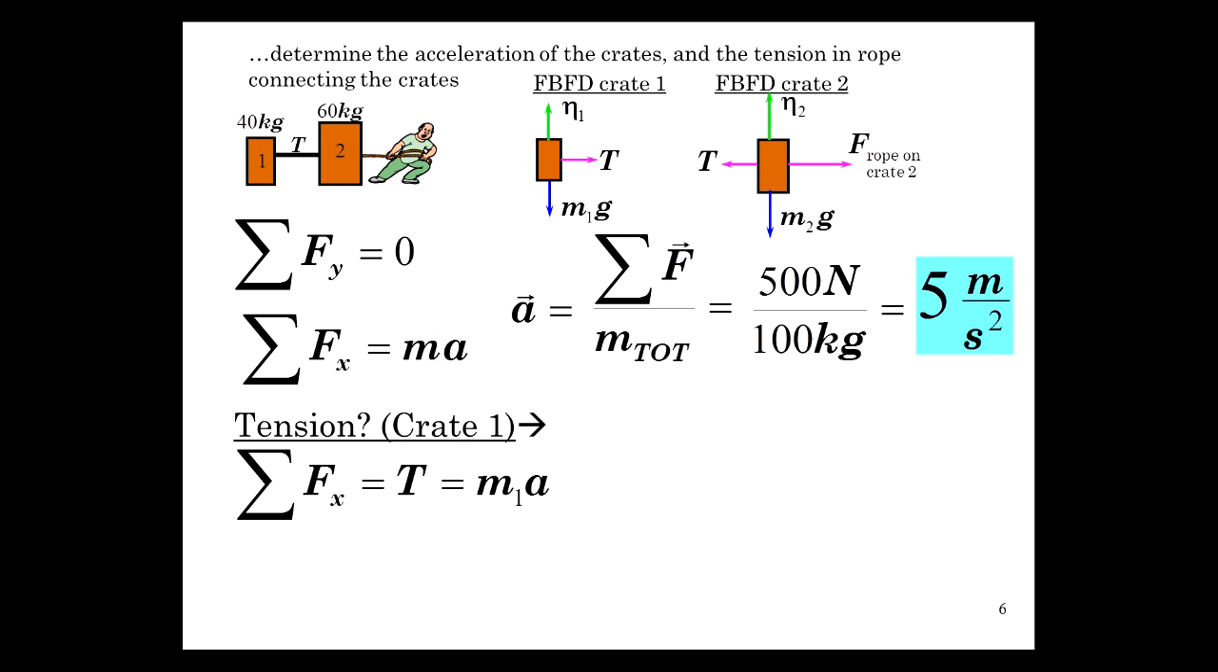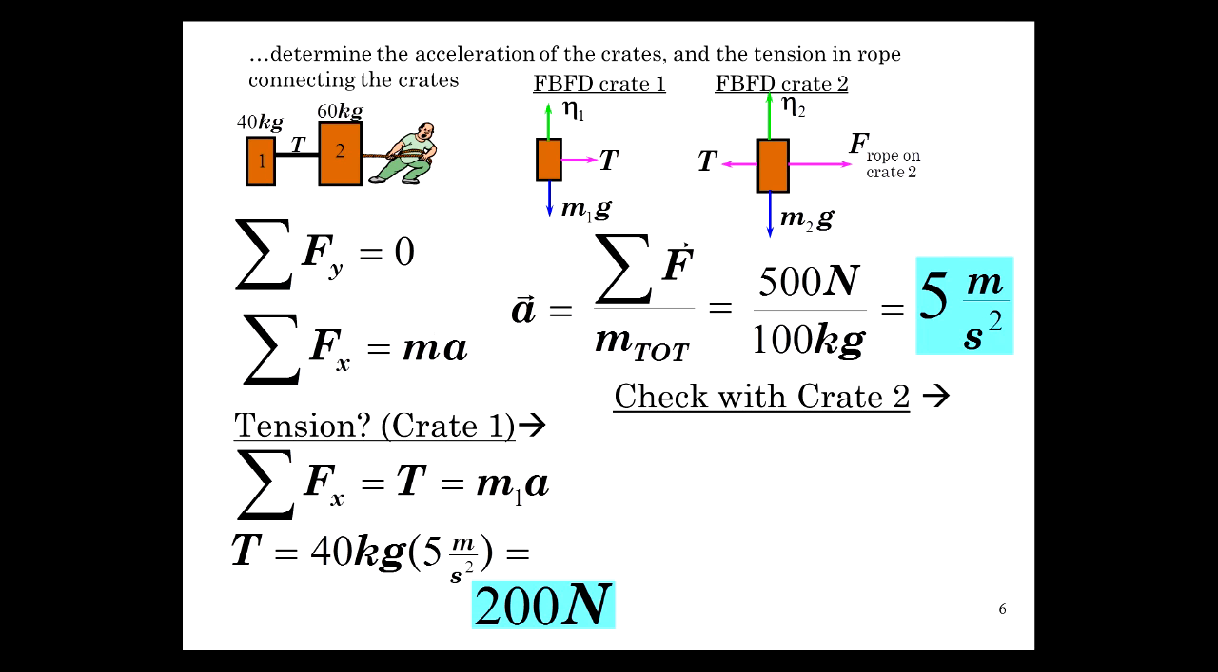What's the tension? Let's determine it from the point of view of crate 1. Sum of F is tension. That is the sum of the forces on crate 1. These cancel out. So that's m1a. The tension then is 200 newtons.